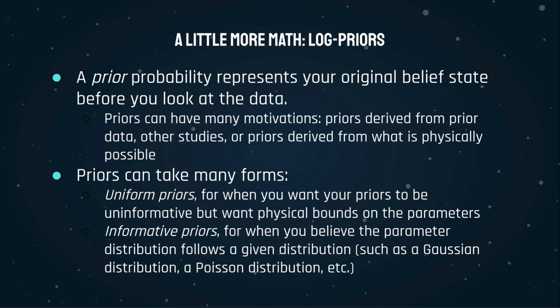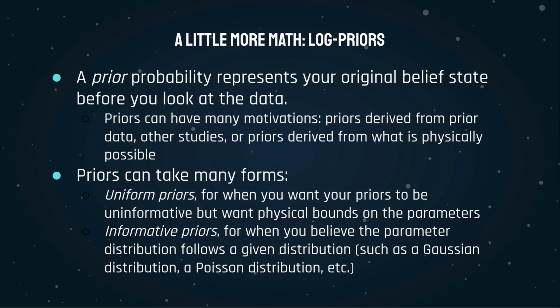And that also means that you would have a probability of 0 outside that range, meaning your fit will never find a probability below 0 or above 1,000 Earth masses. No matter what happens, you will not believe that the mass is outside those values. And that's what a prior is. It represents your original belief state before you look at the data.